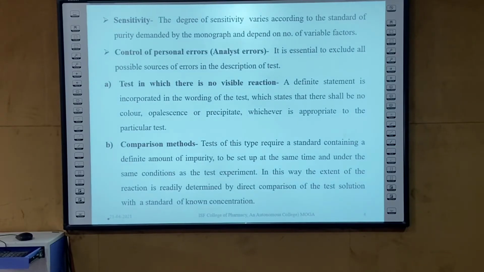The test of this type requires a standard which contains a definite amount of impurity to be set up at the same time and under the same conditions as the test experiment. In this way, the extent of the reaction is readily determined by direct comparison of the test solution with the standard of known concentration. The test which we are going to demonstrate also will be done through this comparison method only, and this would be more clear while we would be demonstrating.